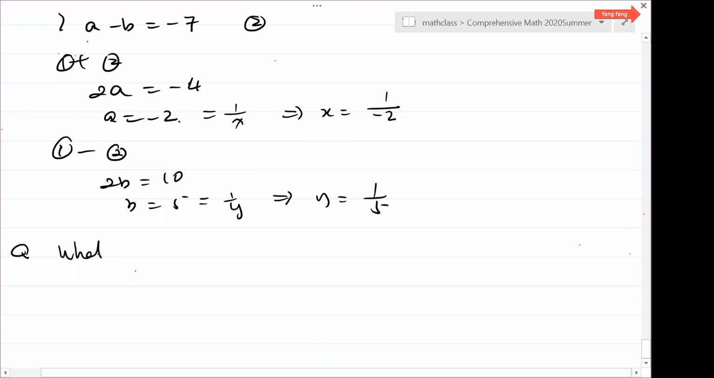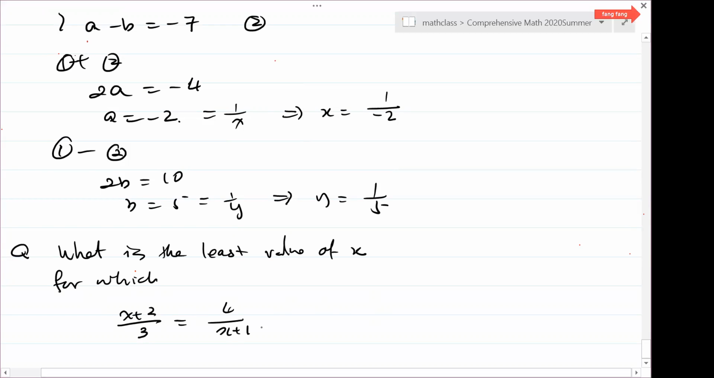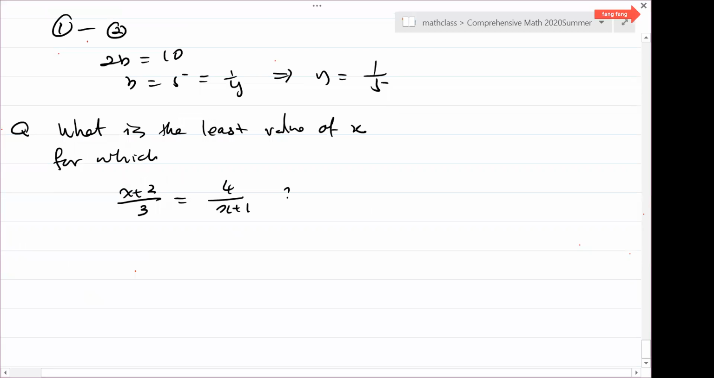Okay, here's another equation. It looks like it's not a quadratic equation, and it's not a linear equation. What is the least value of x for which the following equation holds? Don't be confused by this equation. You cannot just try listing values, and I do not assume x is positive.